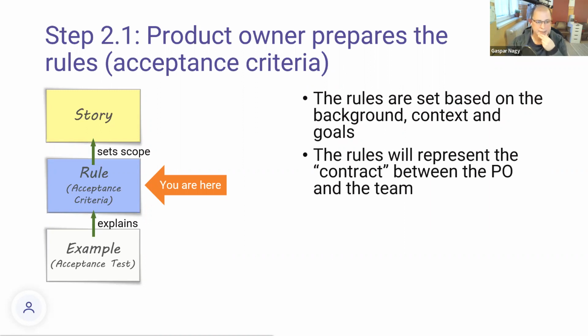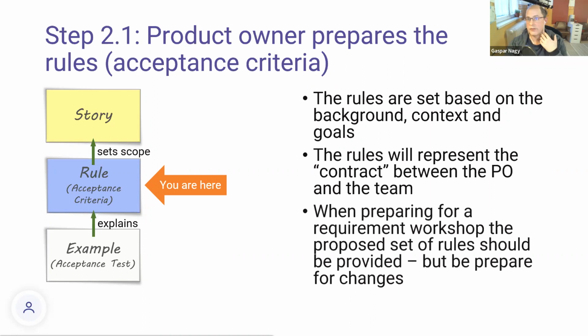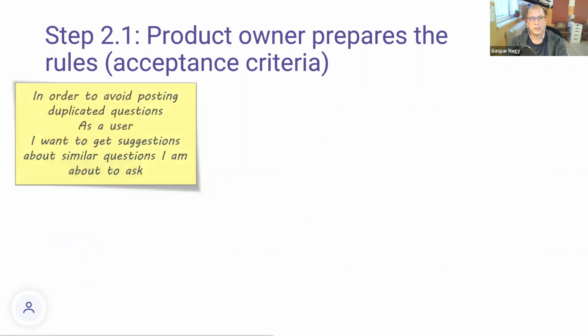So these are the things that we want to have implemented. If you are preparing such a requirement workshop, the best practice is that you have an initial set of rules. It can happen that during the workshop we might need to change the rules or maybe extend them, but at least an initial set of rules is definitely useful. So in our case study, in our story, let's say that I'm the product owner and I start to think about it.